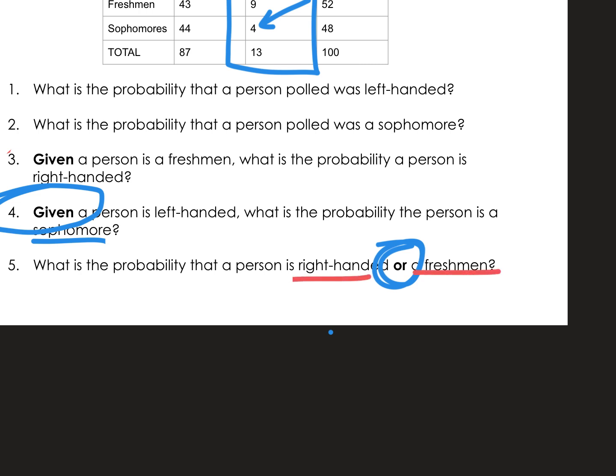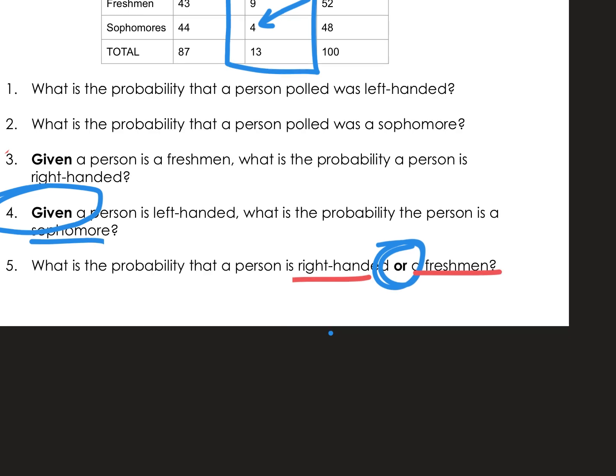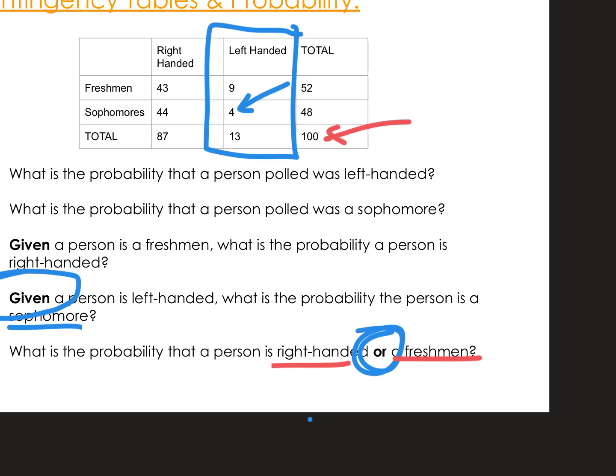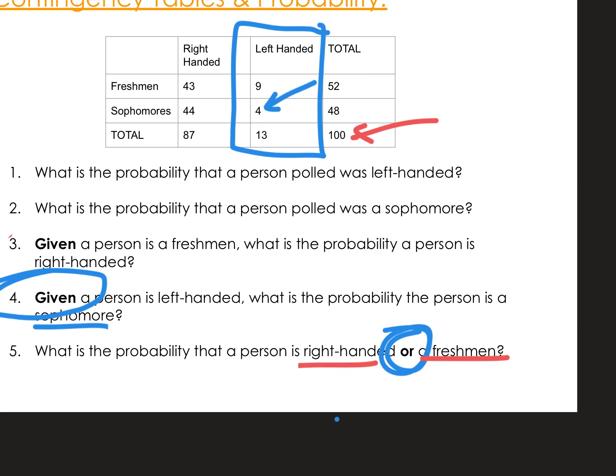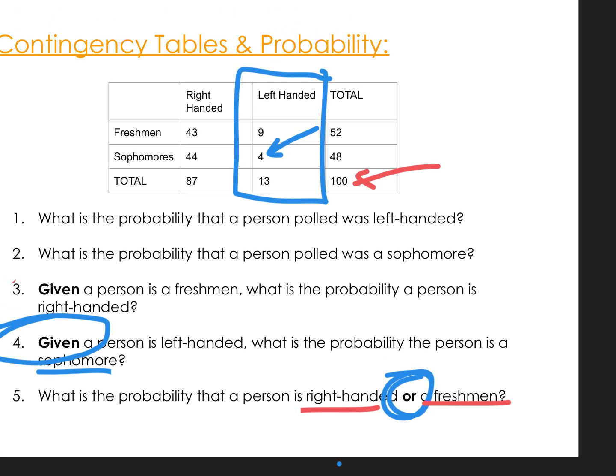Right-handed or freshman, it got bigger. The probability went up. Did it say "given" anything? No, so then it's out of 100. It's out of all the people. Given what I just told you, it's out of 100. Try to figure out the answer to this question. It is not super easy.